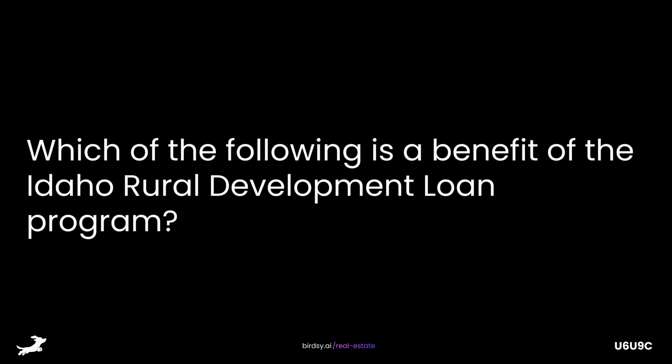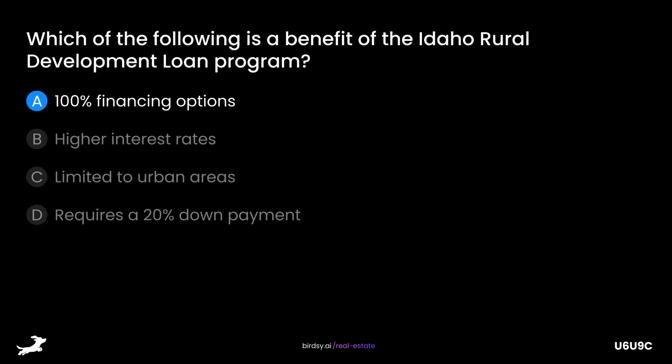Which of the following is a benefit of the Idaho Rural Development Loan Program? Is it A. 100% financing options? B. Higher interest rates? C. Limited to urban areas? Or D. Requires a 20% down payment? The answer is A. 100% financing options.